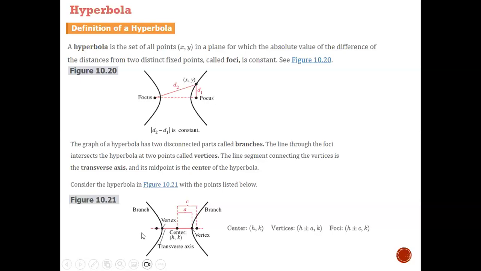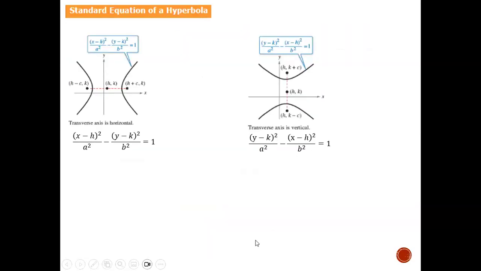The line through the foci intersects the hyperbola at 2 points called the vertices. So the vertices are right here at either end of the hyperbola. The line segment connecting the vertices is the transverse axis, and its midpoint is the center right here. So you see the information, okay? The center is also our H, K. Our vertices are H plus or minus A and K, and our foci are H plus or minus C and K for this hyperbola.